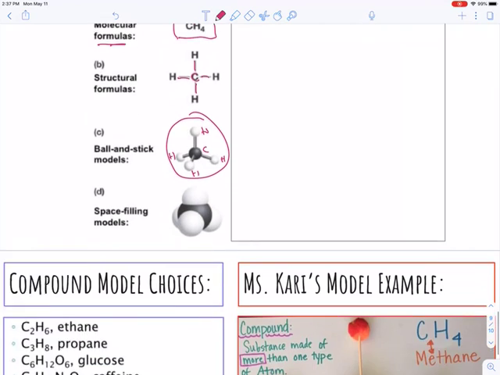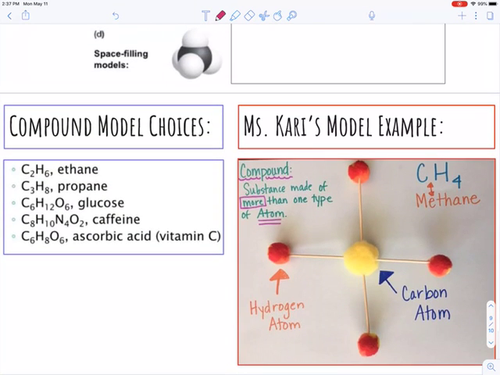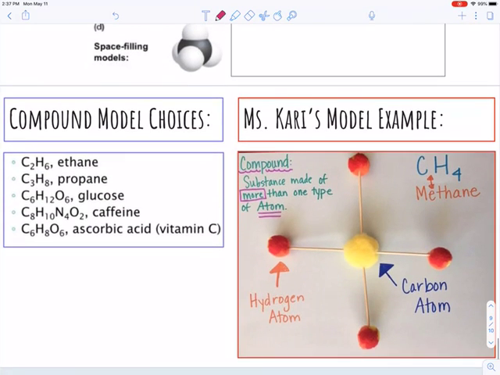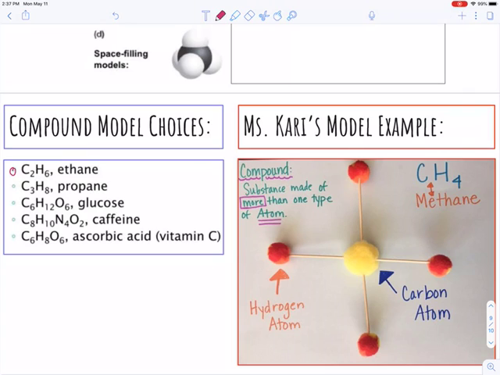Thinking about that, you are going to create your own compound model. You can choose from any of these different compounds: ethane, propane, glucose, caffeine, and ascorbic acid, which is vitamin C. Then you are going to take a moment to look at my model example.